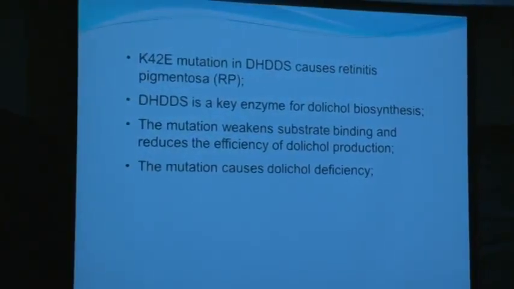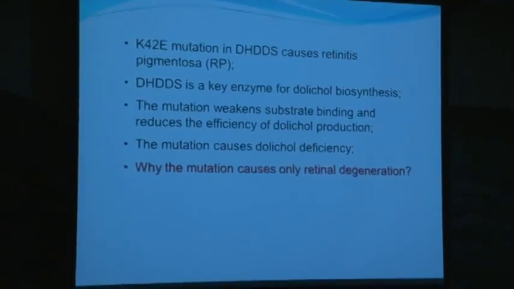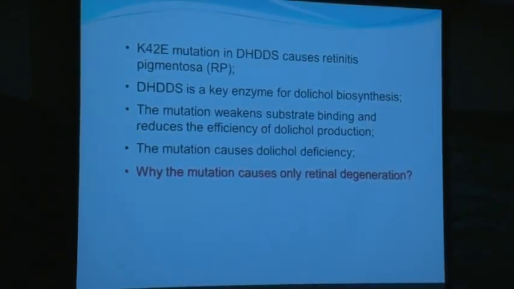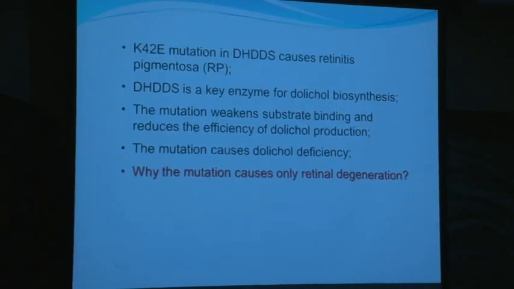So this mutation causes retinitis pigmentosa. It's a key enzyme to make dolichol, which is an obscure name I learned several times before I could memorize it. The mutation weakens the binding, and therefore you probably get dolichol deficiency. And the big question is, dolichol deficiency is all over the place. Why are photoreceptors so susceptible to dolichol deficiency?